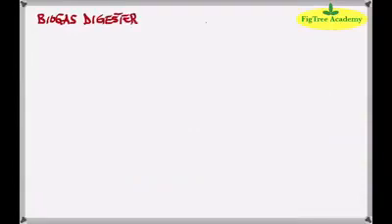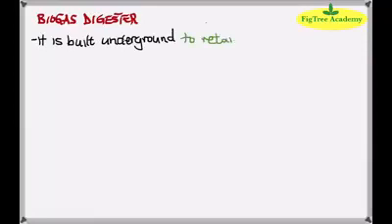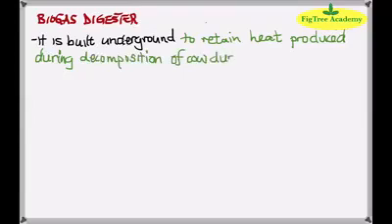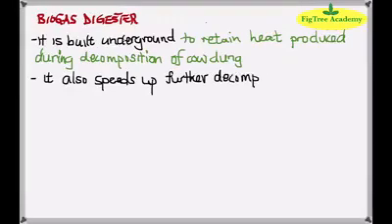Biogas is produced in what is called a biogas digester, and this digester must be constructed in a way that allows chemical reactions to take place so that there will be formation of biogas. So it is built underground where a lot of heat is retained, so that heat is produced during the decomposition of cow dung, which takes place if we mix water and fresh cow dung in absence of oxygen.